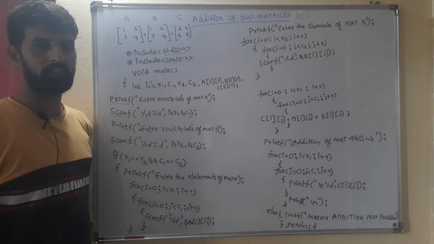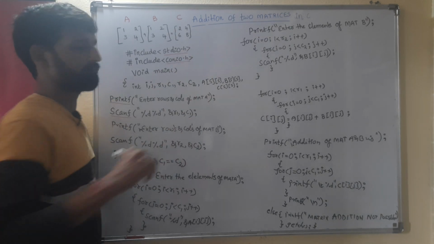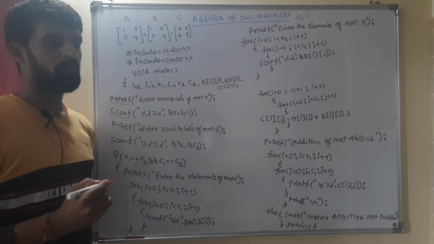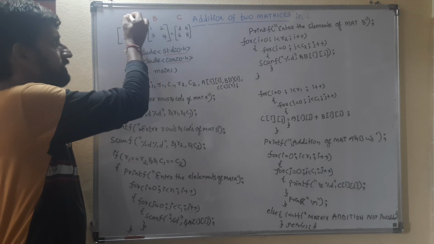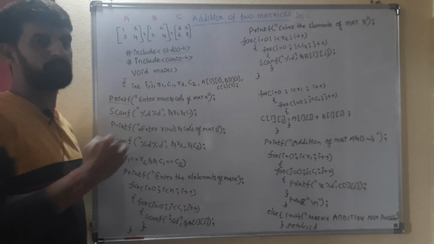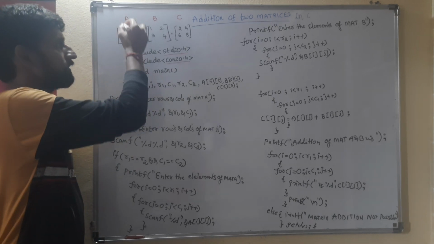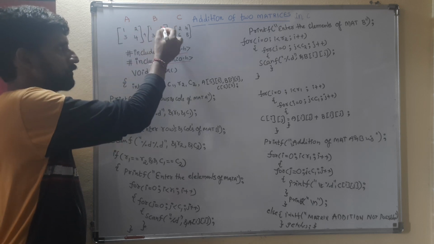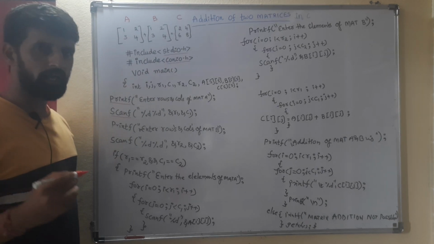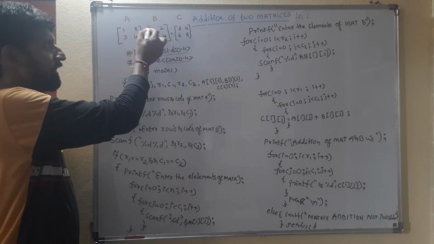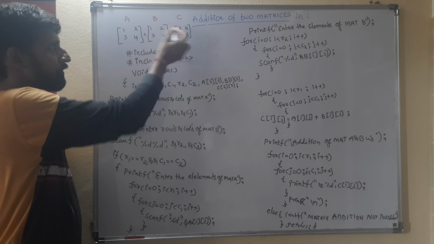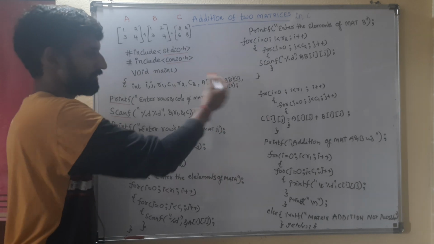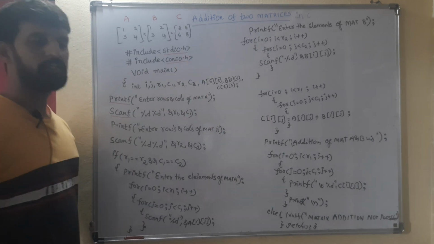Today we'll discuss the addition of two matrices in C. Now you see here there are two matrices, matrix A and matrix B. The value of matrix A is 1, 2, 3, 4. The value of matrix B is 1, 2, 3, 4. And we are going to add these two matrices. 1 plus 1 is 2, 2 plus 2 is 4, 3 plus 3 is 6, 4 plus 4 is 8. So this program will demonstrate addition of two matrices in C.